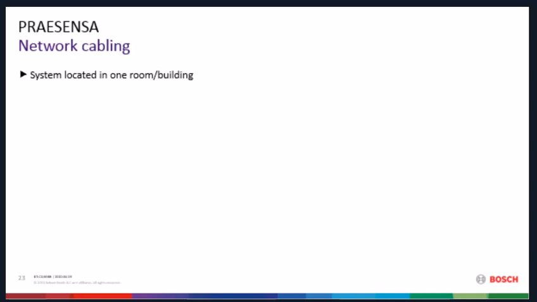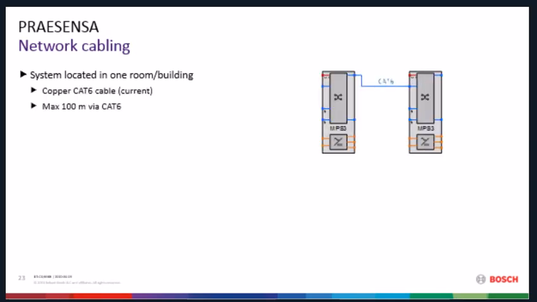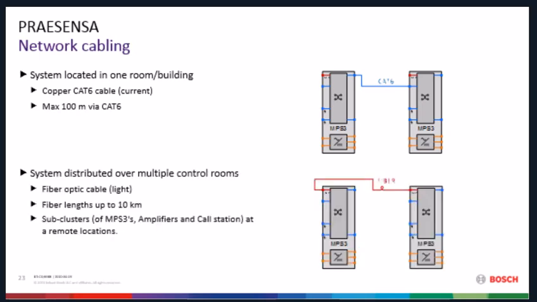And then another favorite asked question, and another thing to consider is, of course, the distances. If you are using a Cat6 cable, you are allowed to go 100 meters. And if you need more distance, then you can switch to a fiber connection and you can go up to 10 kilometers. If you want to reach a subcluster, a system component far away, it can be an MPS3 amplifier, call station, or anything, and if it is away more than 100 meters, then of course you can switch to fiber.